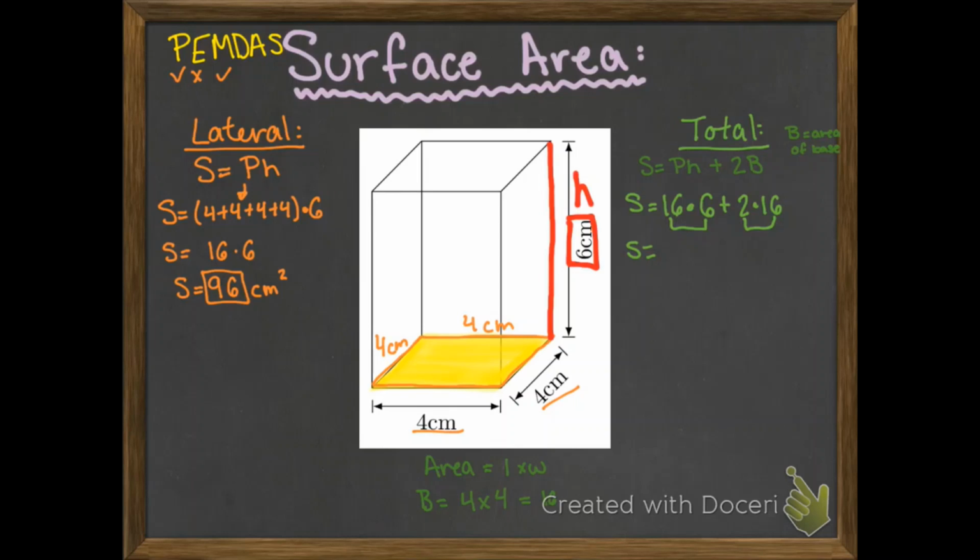We already did 16 times 6, so we found that to be 96. We're going to keep that plus sign because we haven't touched it yet. And then 2 times 16 is 32. We don't have anywhere to divide. Now we're just going to add. So the surface area, when adding 96 plus 32, gives me a total of 128. And again, this is going to be in centimeters squared because it is area. But when you're entering your answer on the Google form, please only put the number. I hope this helps.